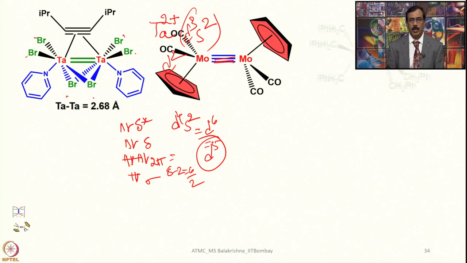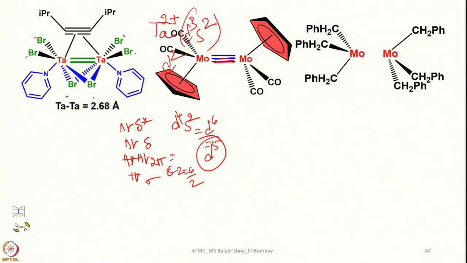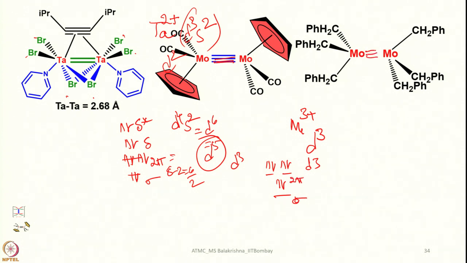Okay, so now you go to this one here. So here we have trianionic ligands. So in the same molybdenum, d4s2, but molybdenum is in plus 3 state, which means out of 6, we have a d3 system. So d3 system, how to write? Here 6 electrons are there from 1 d3 here and another d3 here. So what we have is 1 sigma, 2 pi. So it should be a triple bond.